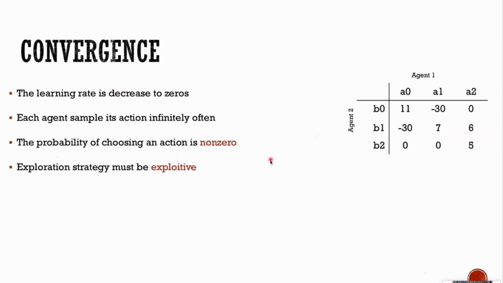And the last condition is that the exploration strategy must be exploited, which means that at any point in time, your agents must have the motivation to achieve more reward than the current one. So that's why they can move from here to here and to here.